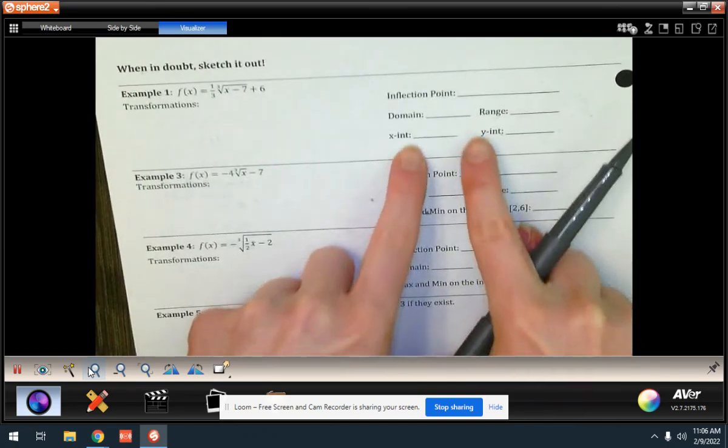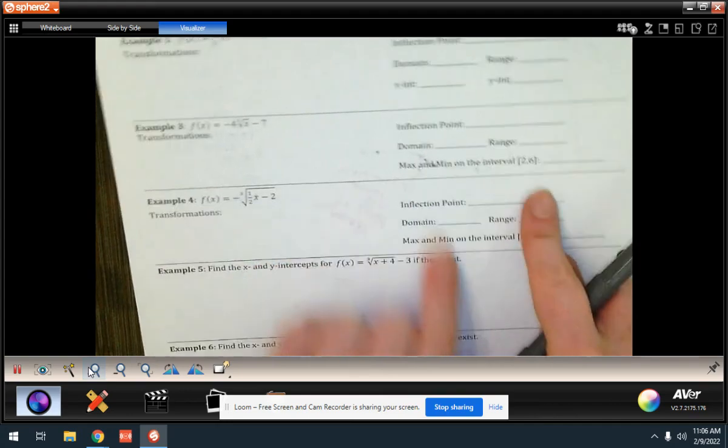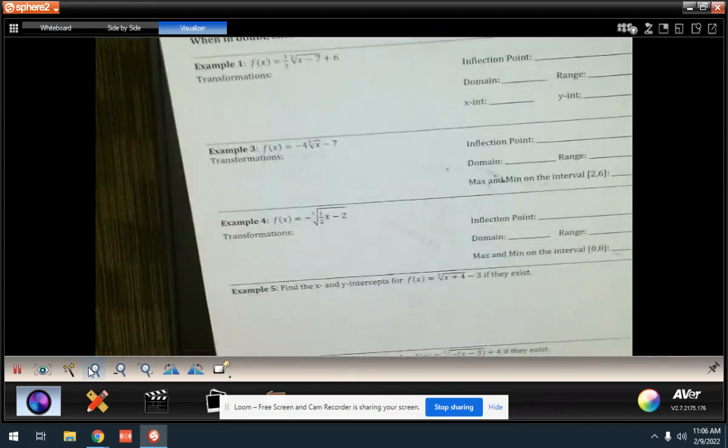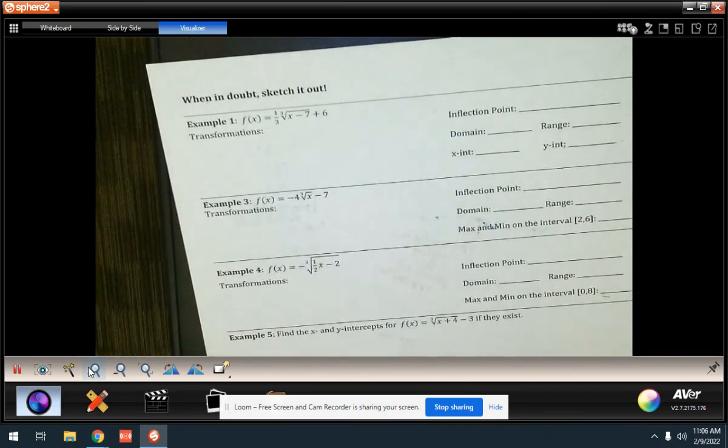Right? So now here are some more sample test questions. We're going to talk about how to find x and y intercept for our cube root functions and max and min on the intervals. Okay, and so transformations, inflection point, domain, and range, those are the easy parts. And so let's do those first.